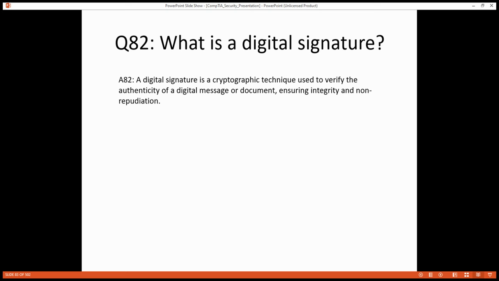Q82. What is a digital signature? A82. A digital signature is a cryptographic technique used to verify the authenticity of a digital message or document, ensuring integrity and non-repudiation.